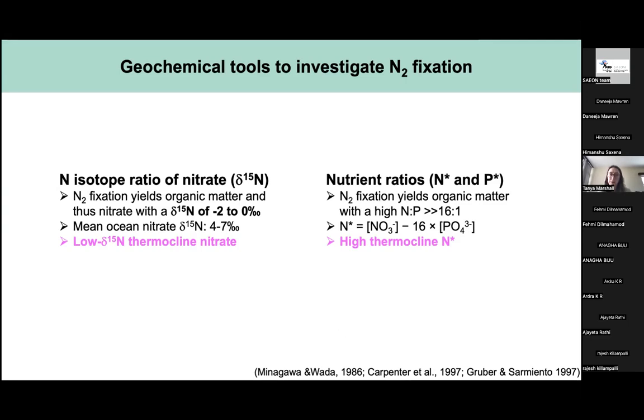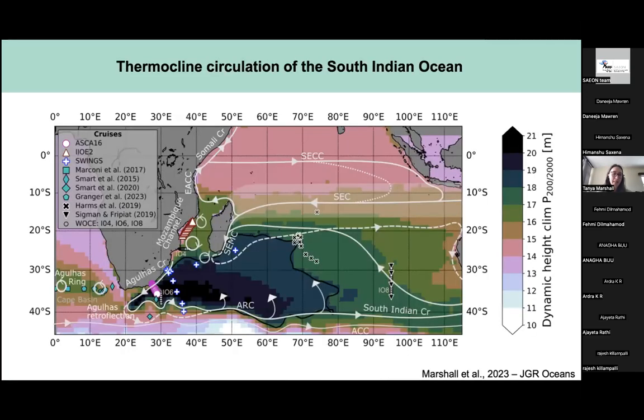How that manifests is we see a high thermocline N star, because again, the newly fixed organic matter that's generated at the surface needs to sink down through the euphotic zone and be remineralized into the nitrate and phosphate pool, and that's where we will see the signal. So I'll bring up these 2 points again later when I show some of our data.